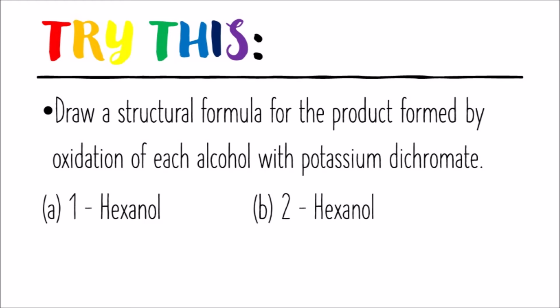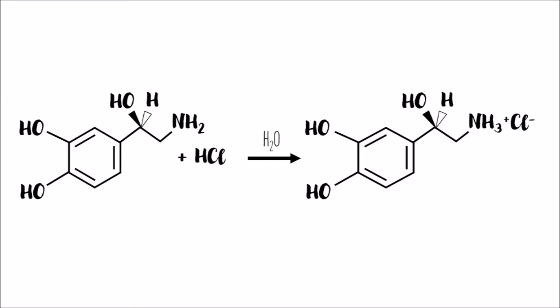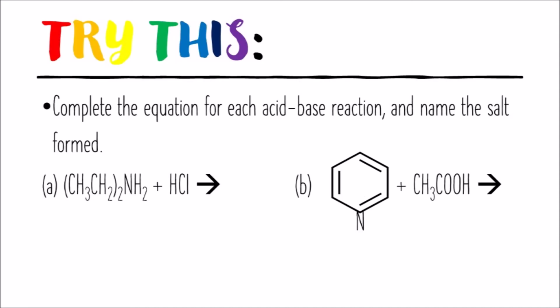Tertiary alcohols resist oxidation because the carbon bearing the OH is bonded to 3 carbon atoms, and therefore cannot form a carbon-oxygen double bond. Now pause the video and try solving these problems. Amines are another type of organic compound, but this time their functional group is NH2. The most important chemical property of amines is their basicity. Amines react quantitatively with strong acids to form water-soluble salts as illustrated here. Now pause the video and try solving these problems.